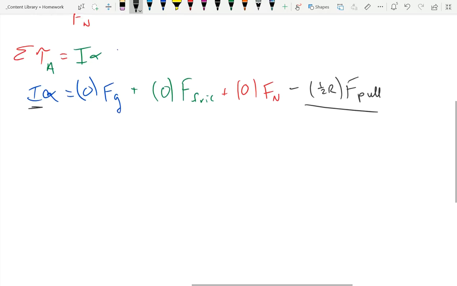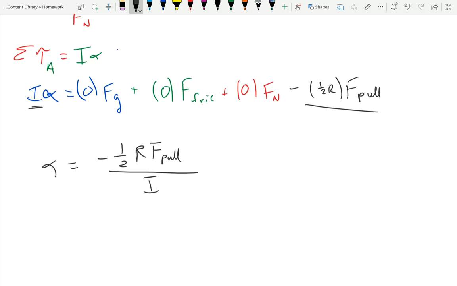And so alpha is equal to minus 1/2 R F pole over I. And that's alpha. They didn't ask us for alpha, did they? No. What did they ask for? Linear acceleration. What is alpha? Not centripetal.